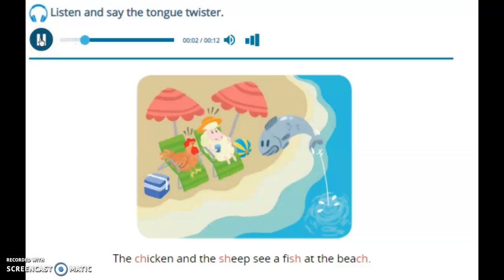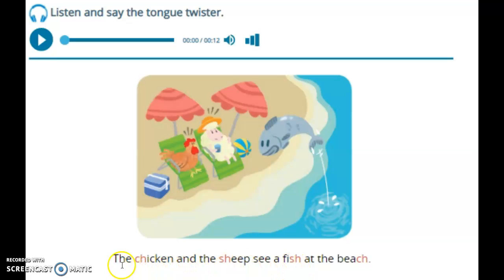And say the tongue twister. The chicken and the sheep see a fish at the beach. A tongue twister es un trabalenguas. Y acá tenemos algunas palabras con el sonido ch, como chicken y beach. Y algunas palabras con el sonido sh, como en sheep, fish.